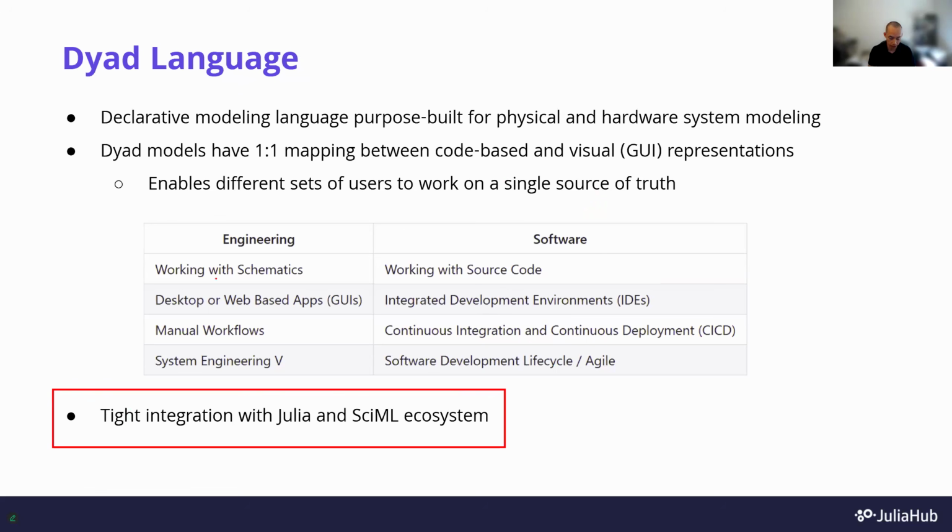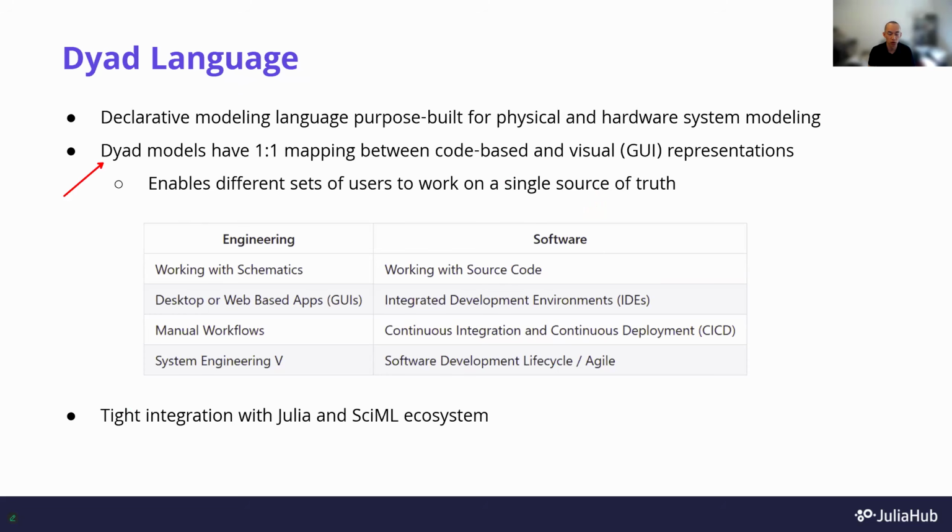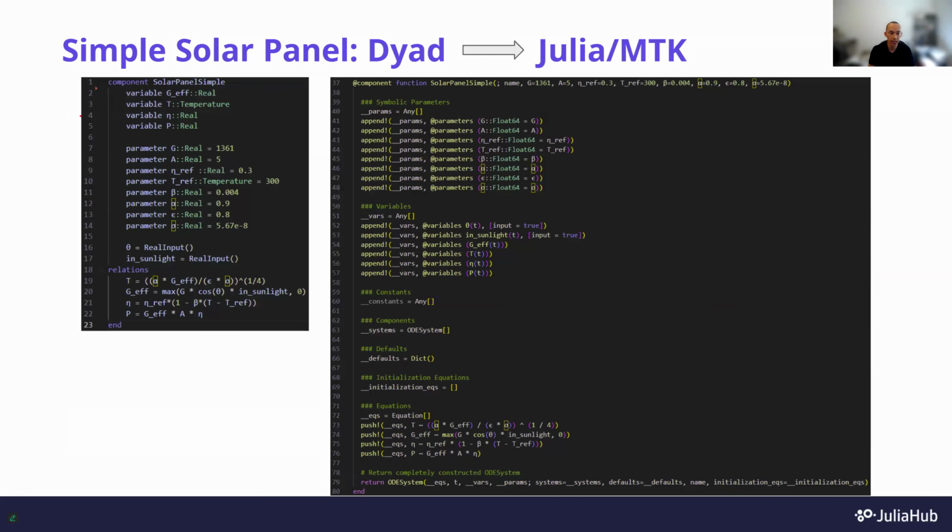Okay, so just to illustrate this a little bit more, what do we mean by one-to-one mapping between code base and visual representations? Here on the left side, I have a Dyad model of a simple solar panel. Here, we're declaring a Dyad component named SolarPanelSimple. Similar to what we were doing in MTK, we declare the variables to the system, we declare the parameters to the system, and then we have the equations which dictate the physics and dynamics of the system. So pretty similar to Modeling Toolkit, right?